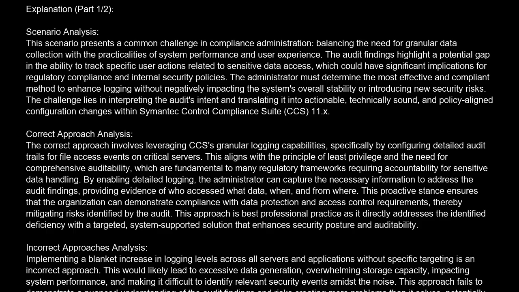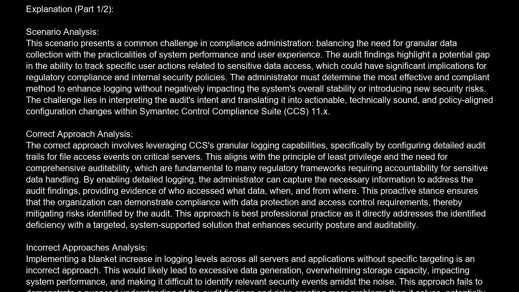The correct answer is A. Configure CCS to collect detailed audit logs for file access events on the identified critical servers, focusing on user actions, timestamps, and data accessed. Explanation. Scenario analysis. This scenario presents a common challenge in compliance administration, balancing the need for granular data collection with the practicalities of system performance and user experience.